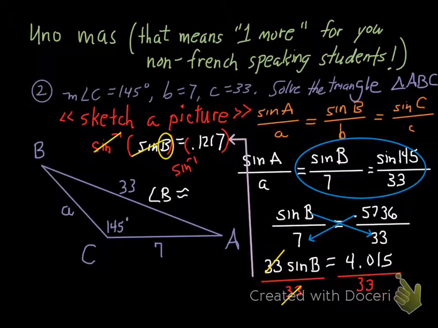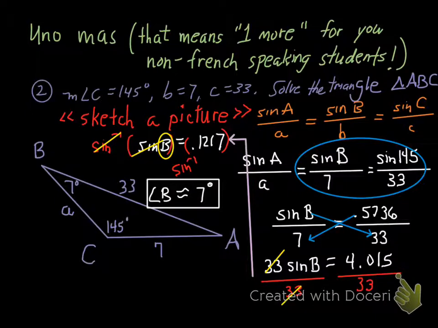So when you take the inverse sine of the right-hand side, the inverse sine of 0.1217, you'll get about 7 degrees. Something pretty close to 7 degrees. So now I know angle B is 7 degrees, and I'll label that on my picture. Awesome. I've got to solve for the entire triangle.